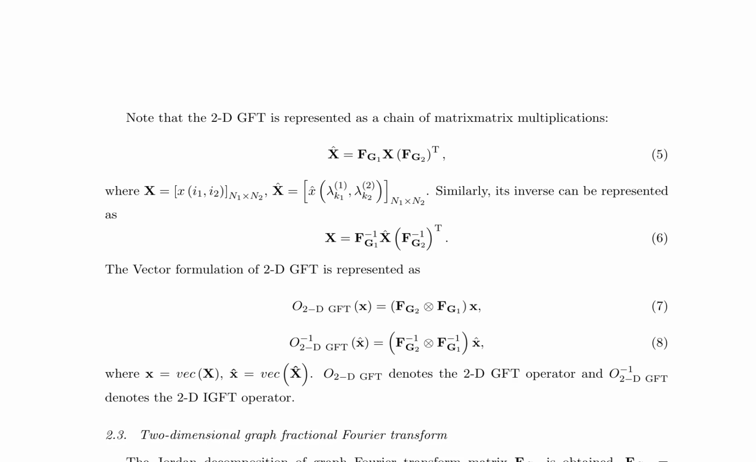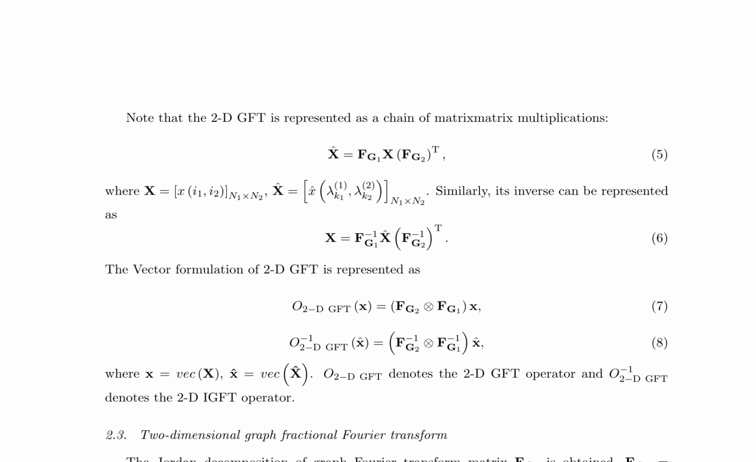X is an n1 × n2 matrix and X̂ is the transformed matrix. Its inverse can be represented similarly, as shown in equation 6. The vector formulation of the 2D GFT is a Kronecker product of two graph Fourier transform matrices, as shown in equation 7, where x is a vectorized version of the matrix X and x̂ is the transformed vector. The inverse of the 2D GFT in the vector formulation is shown in equation 8.